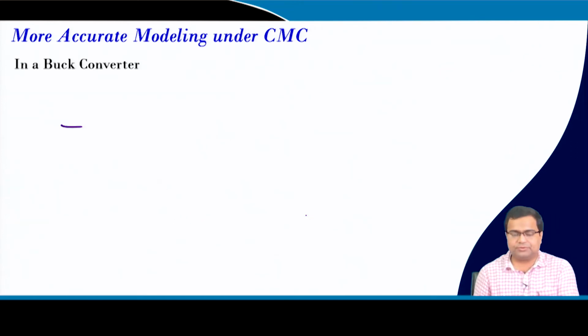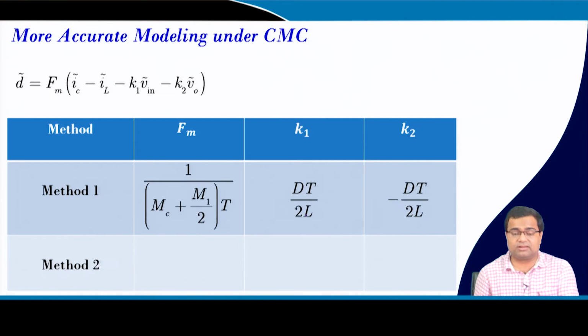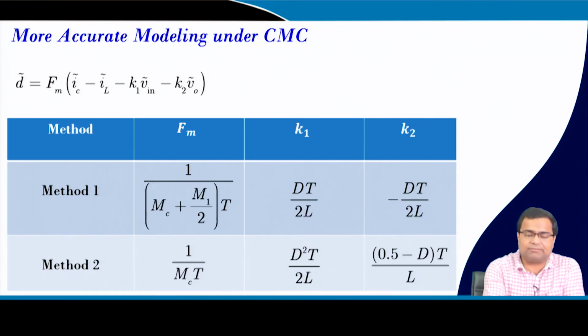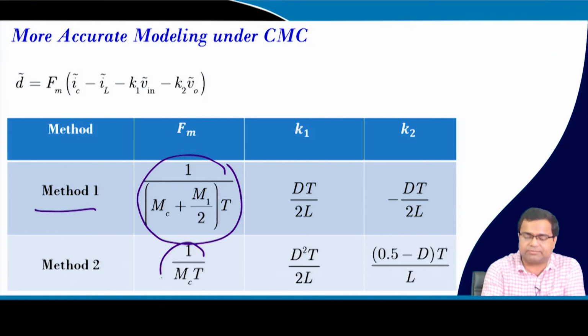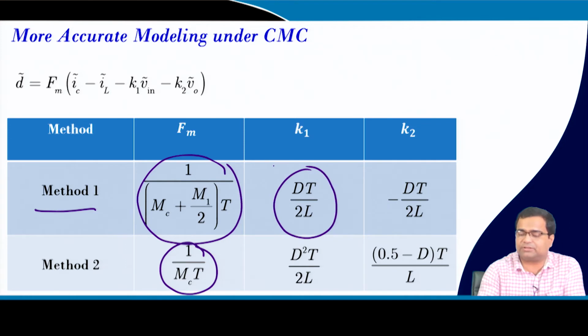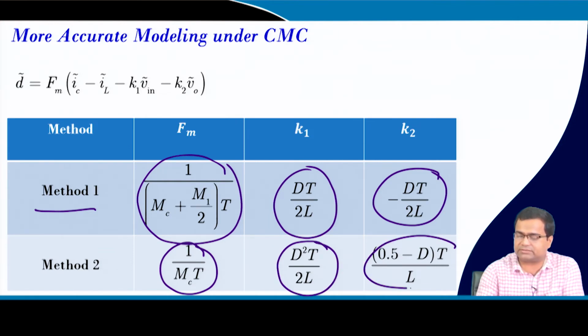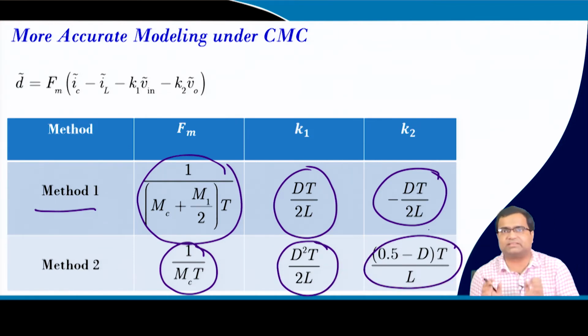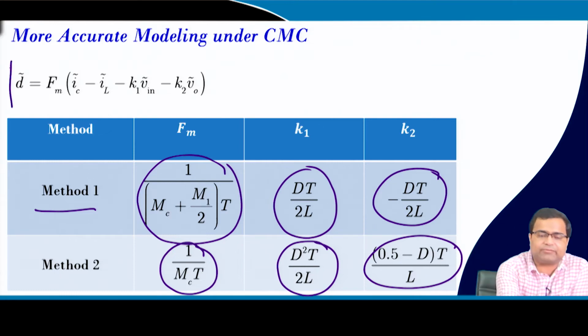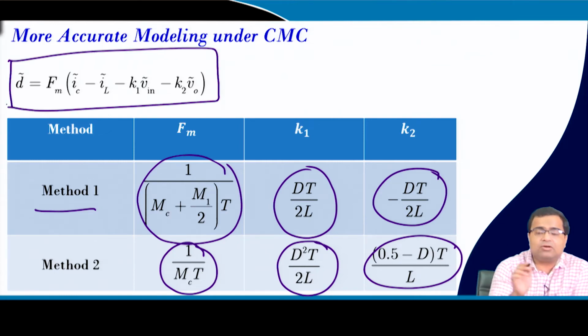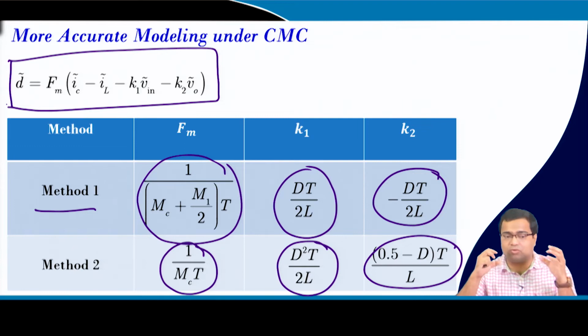Okay. So, then if we tabulate, under the first method your Fm is this, and under the second method your Fm is this. Then K1 can be obtained by the first method as this, K2 is this, and for the second method your K1 is this and K2 is this. So, this can be obtained from whatever we have discussed so far, and this is a basic equation. Now, we can plug in this equation to our original AC equivalent circuit model.